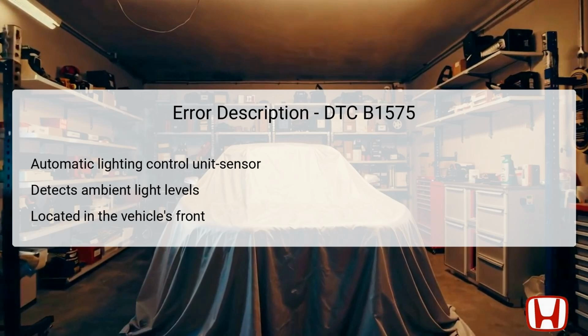When this sensor detects an error, it triggers the DTC, indicating that there is an abnormality in the lighting system's operation. Understanding the function of this component allows technicians to diagnose and fix the issue effectively. The automatic lighting control unit sensor plays a vital role in adapting to changing light conditions, ensuring that drivers have adequate visibility during day and night conditions.